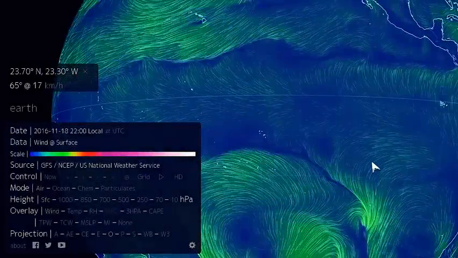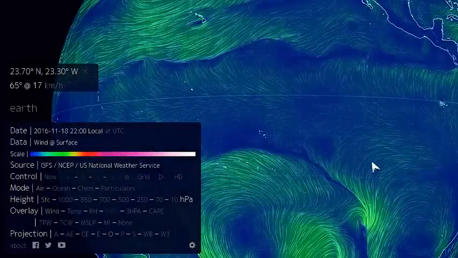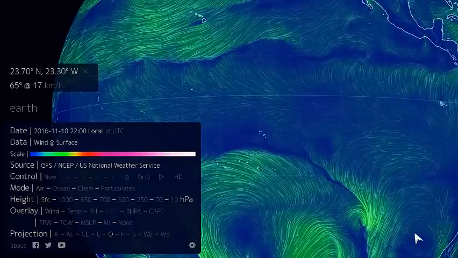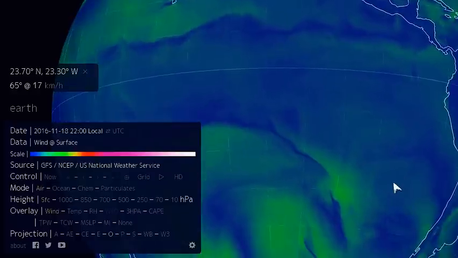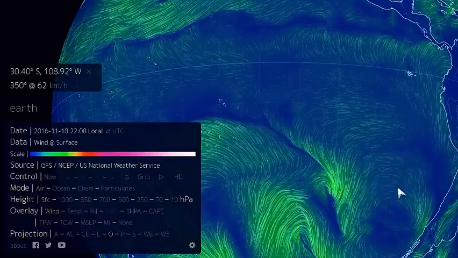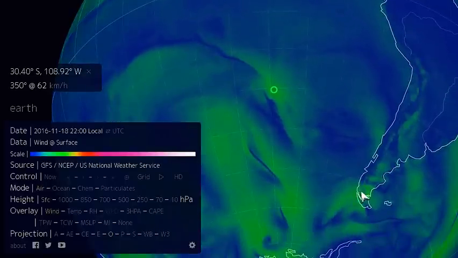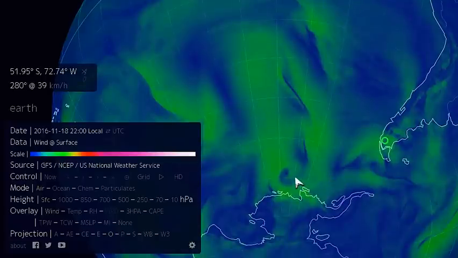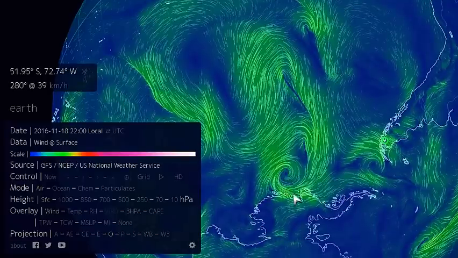Swinging back over to Earth Nullschool, we can take a look at what's happening with the wind patterns at different levels in the atmosphere in a given place. For example, here we have some things happening at the surface. Or if we swing down here, maybe to Patagonia and the Antarctic Peninsula, you can see we have a nice cyclone developing here.